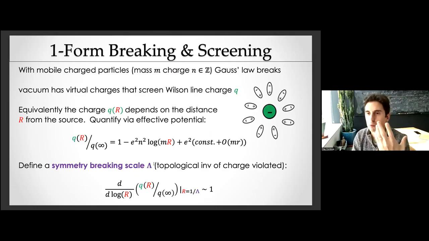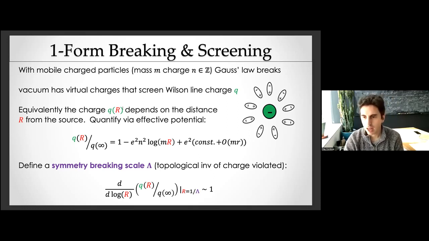Now, once we actually have mobile charges in the game, so dynamical charged fields, not just pure Maxwell theory again, then there are screening effects, and Gauss's law no longer exactly holds. So again, we'll have this Wilson line in the game. We put it, say, at the origin with charge Q, and that's this green charge here at the center. But now, because the vacuum contains virtual pairs, these pairs arrange themselves to screen this charge. And so what that means is that equivalently, we can think that this effective charge of this source that we introduced now depends on the radius. Previously, when we exactly had the symmetry, the charge did not depend on the radius. But now the charge depends on the radius. So we're going to have some charge Q, which depends on R.